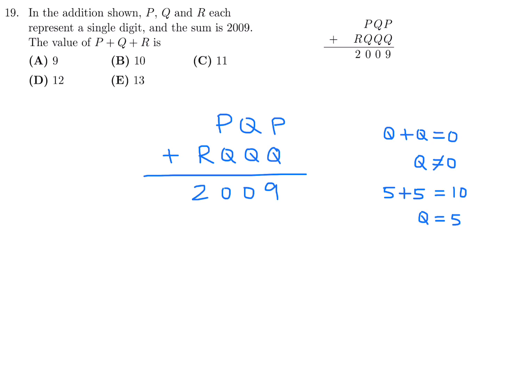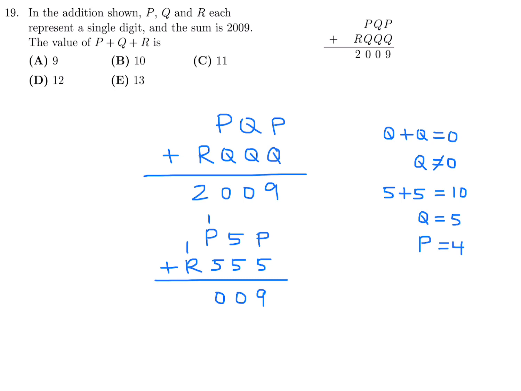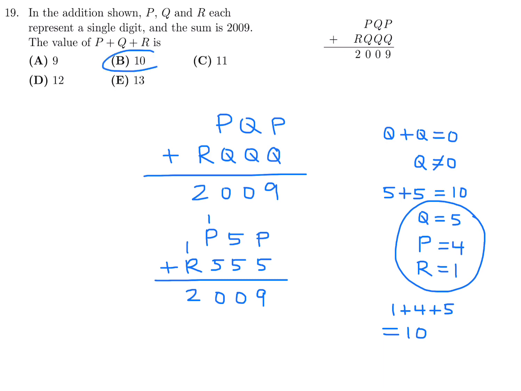Well, let's see. So my Q is going to be 5, so it's going to be P, 5, and P, R, 5, 5, 5. So P plus 5 is equal to 9, so that means P must be equal to 4, right? This one, 5 plus 5, 0, carry the 1. 1 plus 4 plus 5 is 10, carry the 1. And 1 plus R is equal to 2, so that means R must be equal to 1. They want you to find P plus Q plus R. Well, that's 1 plus 4 plus 5, which is 10. So number 19, the answer is B.